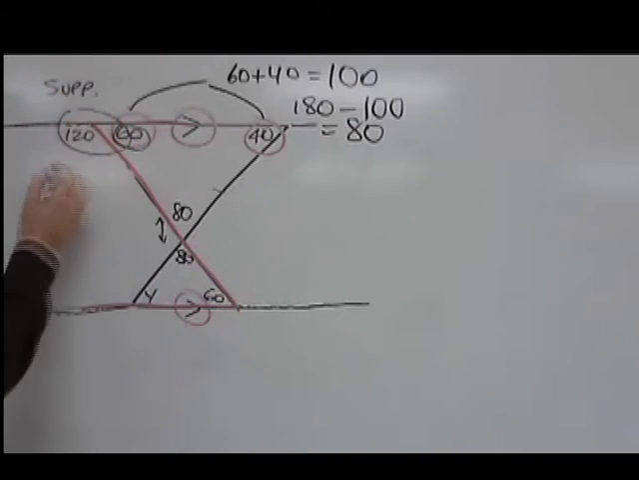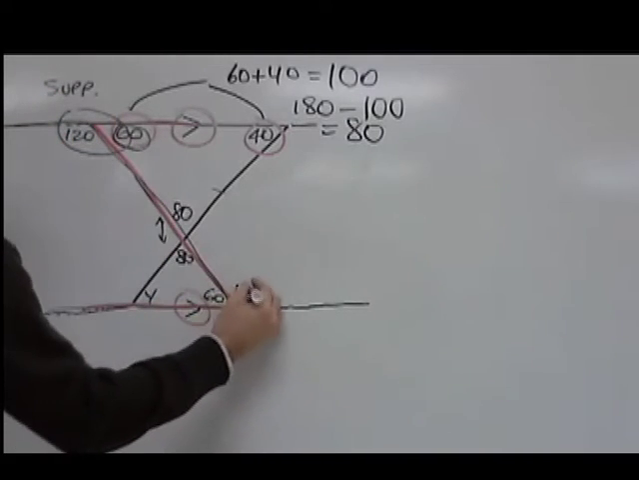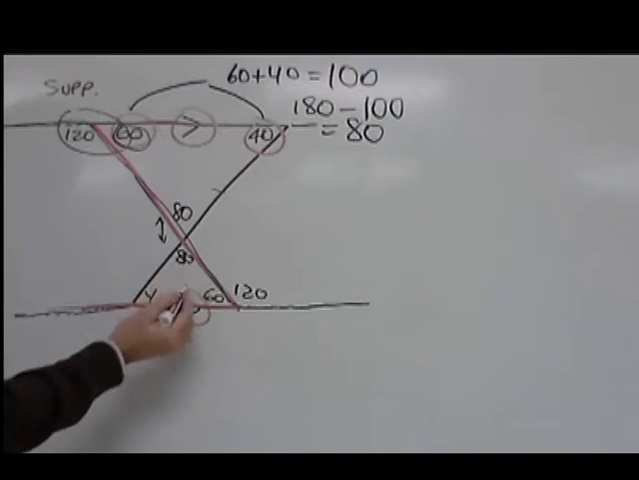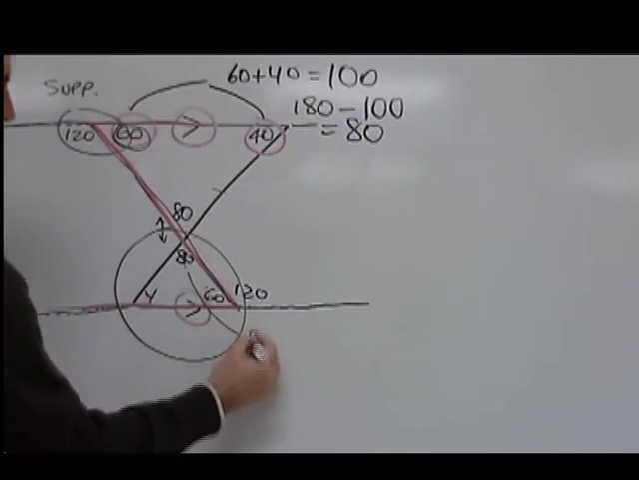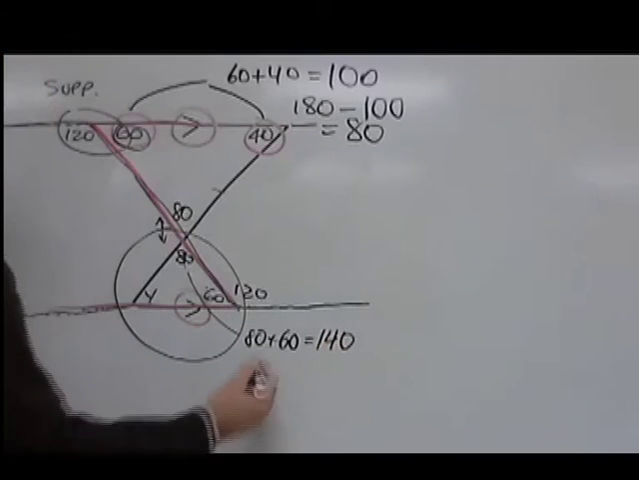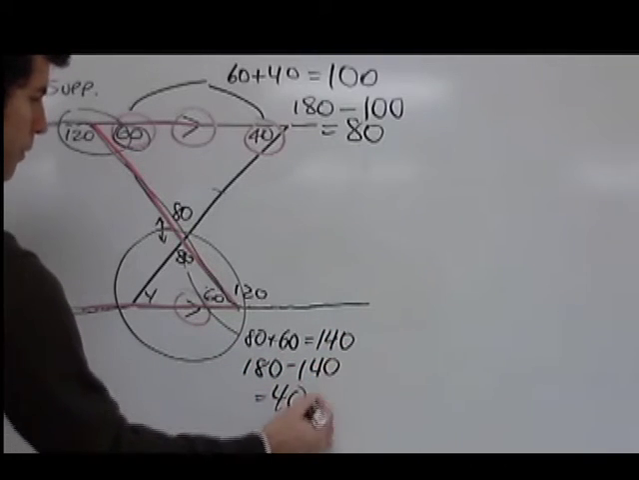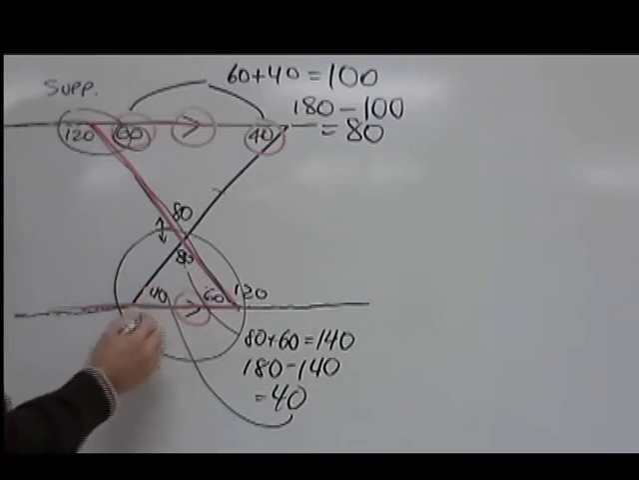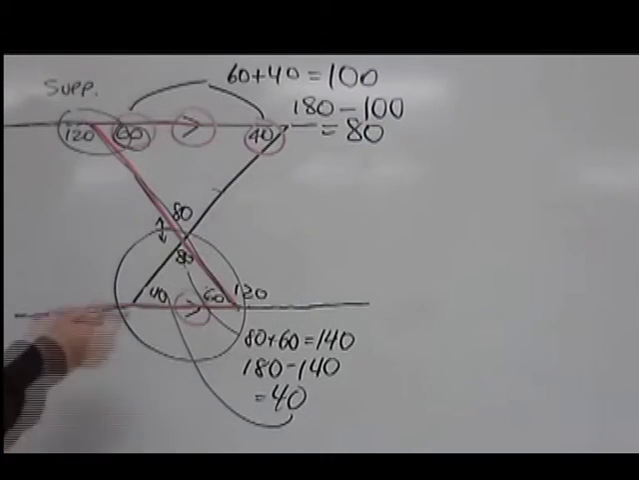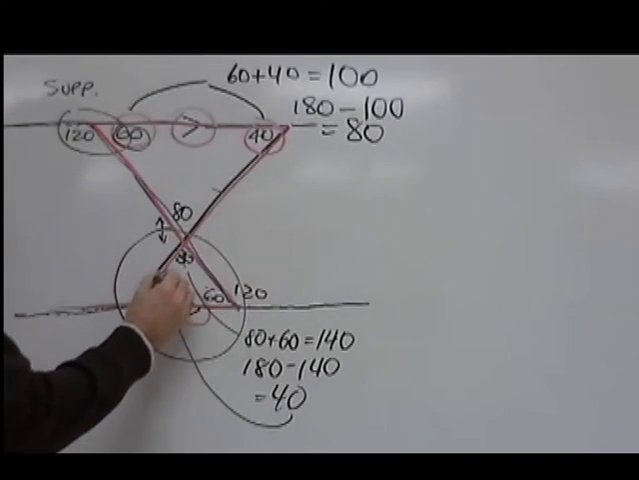The second thing is our supplementary law. If we have a 60, then the other side has to be 120 because they add up to 180. Now we've got a triangle again. 60 and 80 is 140, and what's left over is a 40. And if we look at the pattern again, we can actually see there's a huge Z, and we can confirm that the 40 is correct.